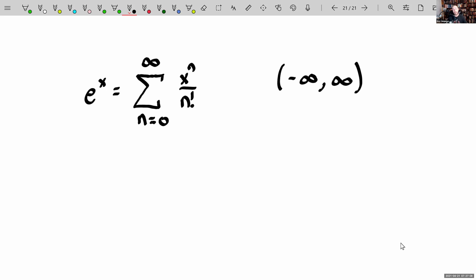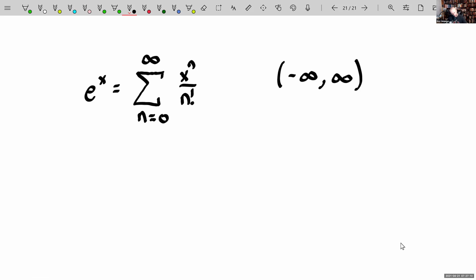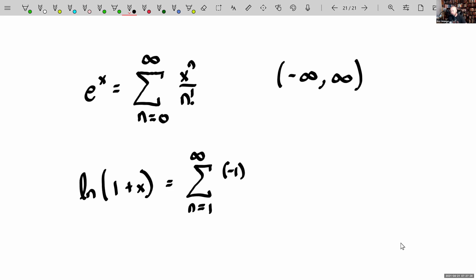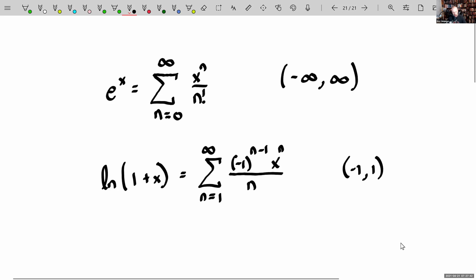So anyhow, last time we proved the following: the natural log of 1 plus x is equal to, I have to kind of cheat, this is the one I never memorize, so I'm just looking over to my right, the summation from 1 to infinity of -1 to the n minus first power, x to the nth over n, and its interval of convergence is -1 to 1. All right, so those are two that we've dealt with.